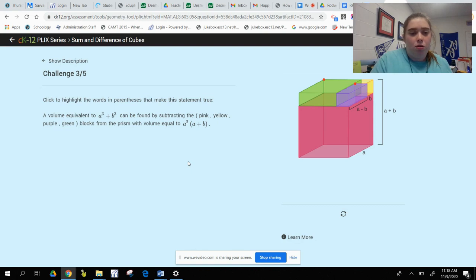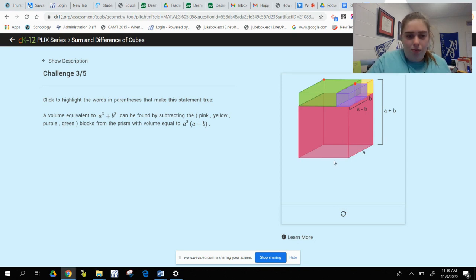So let's think about what prism is it talking about that has a volume of a squared times a plus b. So a plus b is this long part right here, okay, all the way from the bottom of the pink cube to the top of the yellow cube. That's a plus b. Okay, so, and then the a squared would be this part right here, and then this front part of the pink cube.